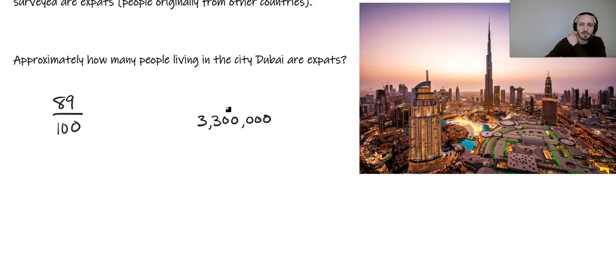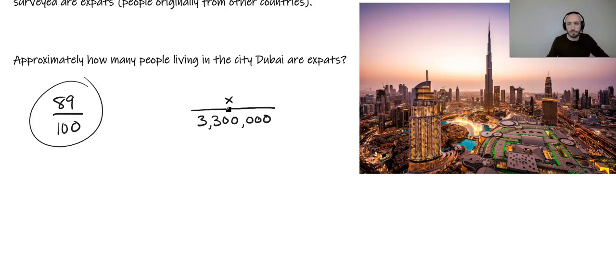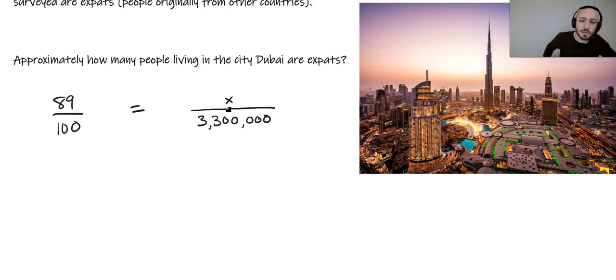So I know that some number out of that 3.3 million are the people that we're interested in, those people that aren't from that country. So I'm going to represent that with X. So this is some number out of this total population. And so if we assume that this sample is in fact representative of our population, well, we can set these two things equal to each other, and that becomes very familiar to us. That becomes what we call a proportion, which is something that we've done before. So I'm going to do just that.